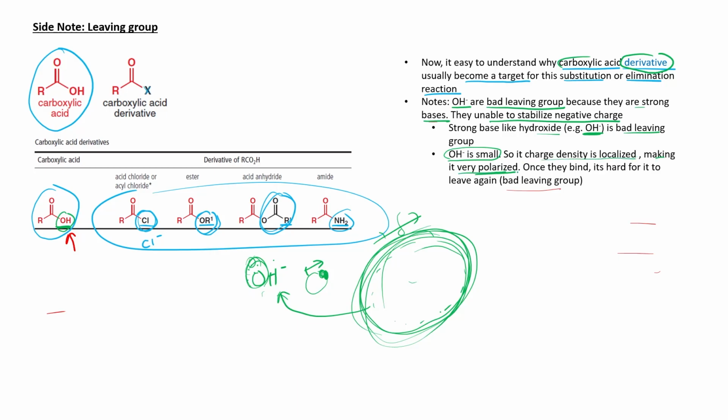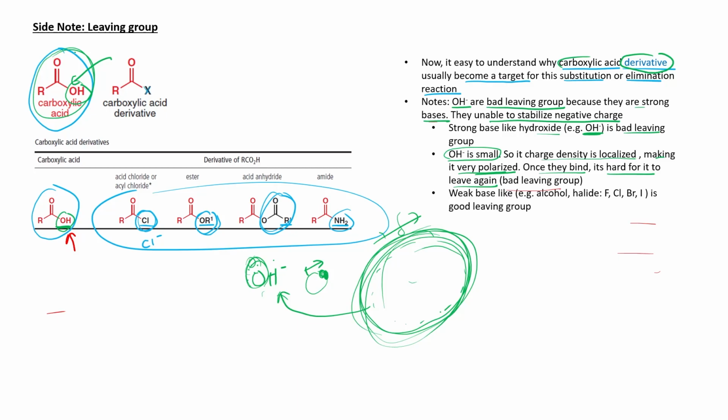So its charge density is localized, making it very polarized. When it becomes very polarized, once it binds with something, it's hard for it to leave again. So that's why when the OH is bound to here, it's very hard for it to become the leaving group. It will not really leave voluntarily.